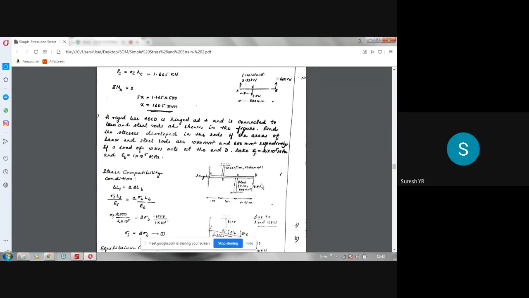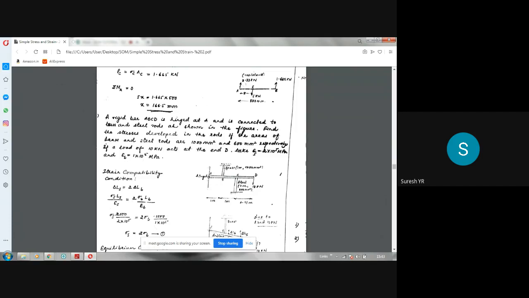See the diagram here. If you see the diagram clearly, there is a horizontal bar here. AD is the horizontal bar. It is hinged at the end A. Hinge means the moment will be 0 at the hinge. If you find the moments due to all the forces, the sum of the moments will be 0 at the hinge end.